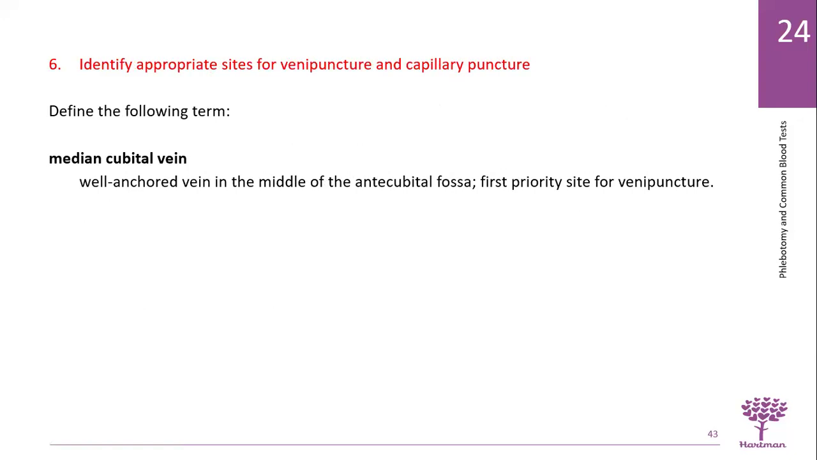You should also know that the median cubital vein is the most commonly used vein for venipunctures for blood collection. It is considered the first priority site for a venipuncture. And it's located right in the middle, on the inside of your elbow, the antecubital fossa.